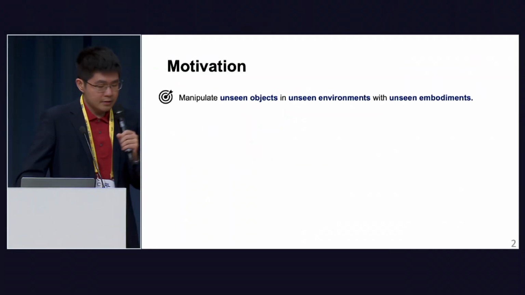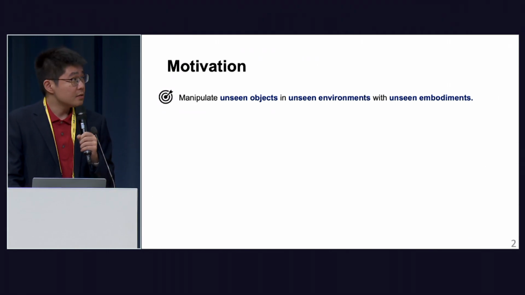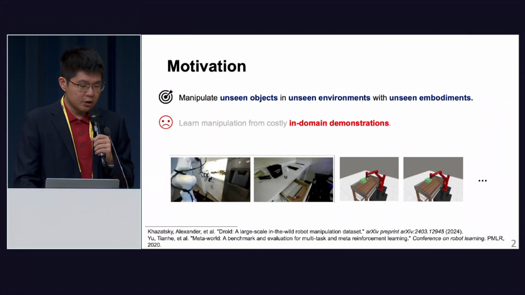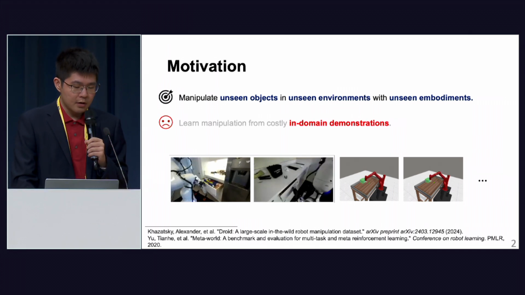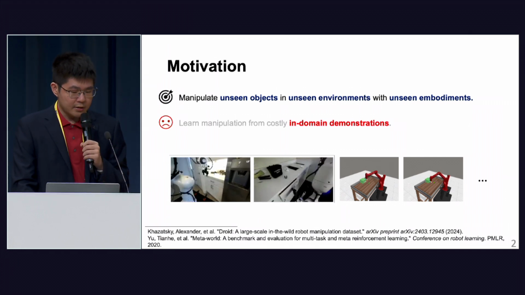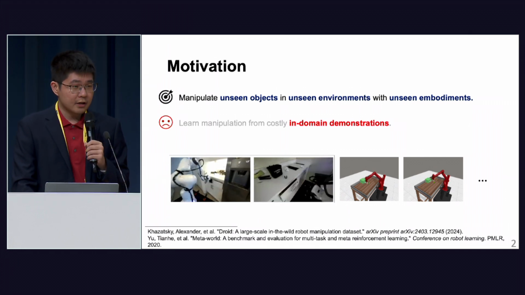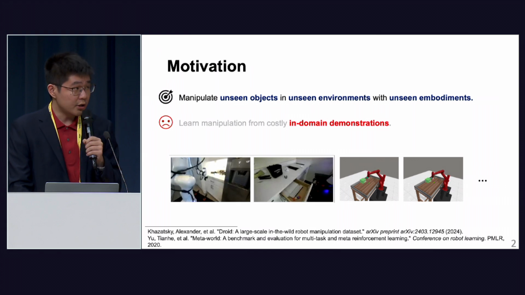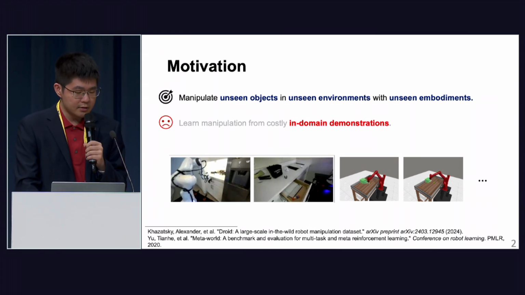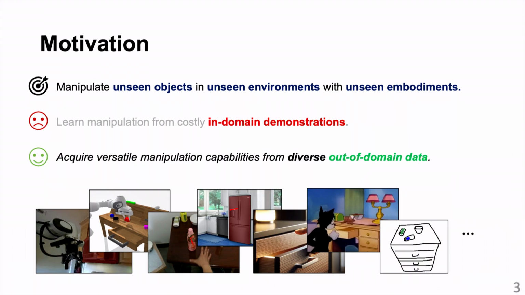Manipulating unseen objects in unseen environments with unseen embodiments is a long-standing goal for robotic manipulation. A traditional approach is to learn these manipulation skills from in-domain demonstrations. However, these methods are costly and labor-intensive, requiring significant human labor and prior knowledge, leading to data scarcity and generalization issues under unseen scenarios. Therefore, in this work, we aim to acquire versatile manipulation capabilities from diverse out-of-domain data.